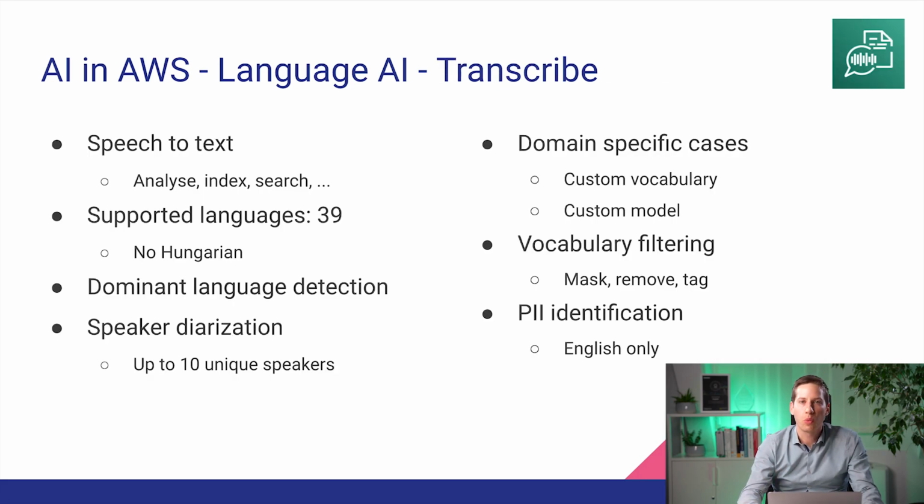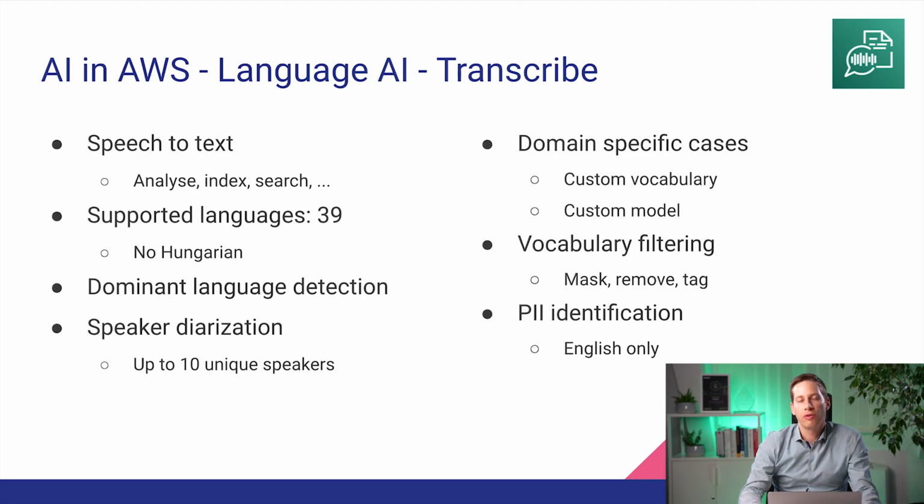And now, one of the last services is going to be Transcribe. Transcribe is the exact opposite. Transcribe is going to turn speech into text, and then you can use all the other services that can deal with text, like sentiment analysis and so on. Here, Hungarian is also not supported, sadly, but there are 39 languages, so in most other languages' use cases, this is going to be very useful.